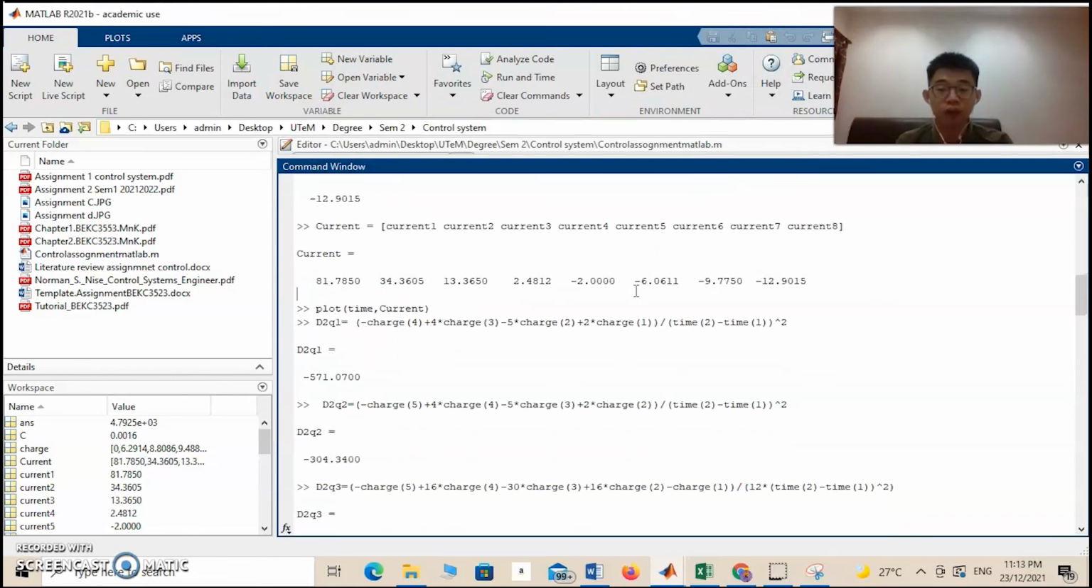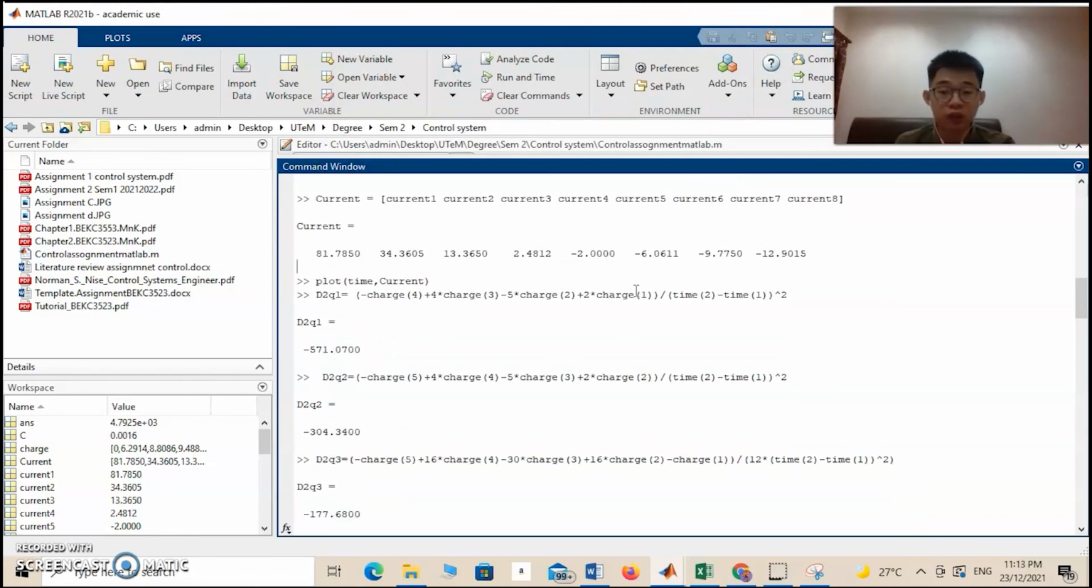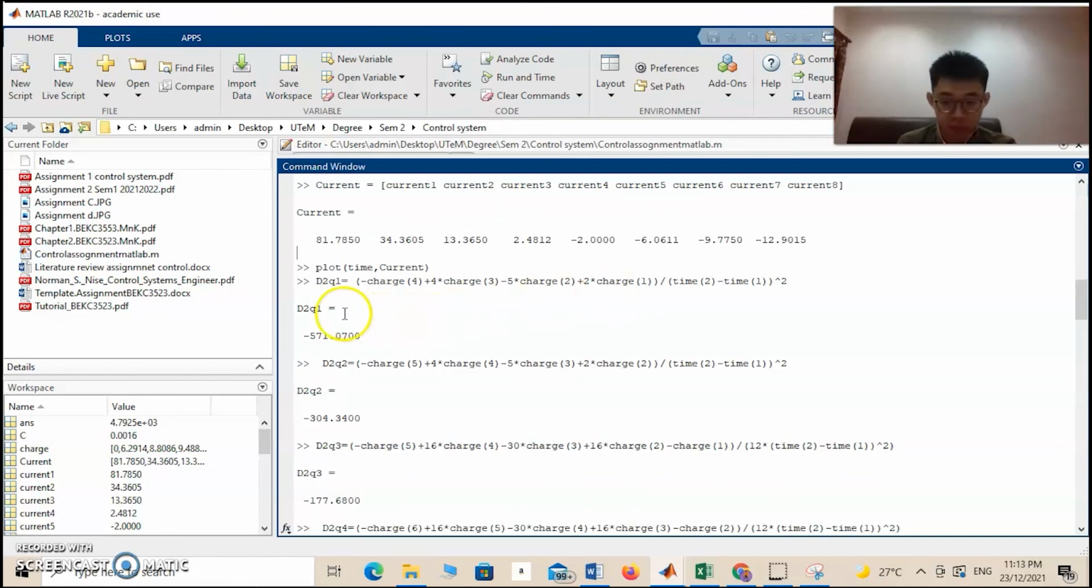Next, we are going to calculate the second derivative for charge in order to put it into the formula for E(t). So again, we are going to use the differentiation formulas for D2Q. D2Q1 is basically the second derivative of charge number 1.